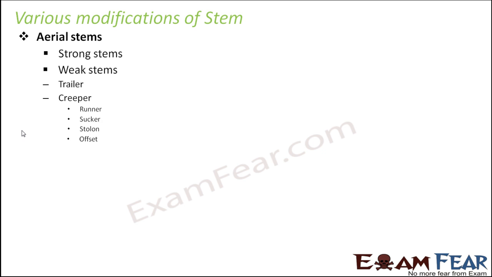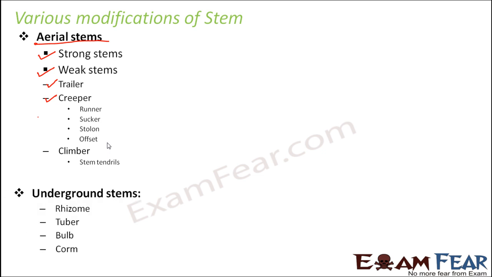Now I am very sure that you might be getting very confused that we have so many sub-classifications, again sub-sub-classifications, even sub-sub-sub-classifications. Now how we are going to study is that we will first talk about the aerial stems in detail. In that we'll have two types, strong and weak. In weak we'll again have trailer and creeper. In creeper we again have all these four. So basically we are going to discuss each of these in detail. We also have another type called climber. So this is all about the aerial stems.